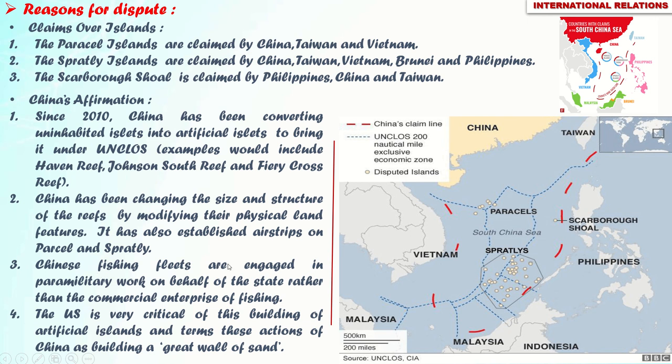Chinese fishing fleets are engaged in paramilitary work on behalf of the state rather than the commercial enterprise of fishing. The US is very critical of this building of artificial islands and terms these actions of China as building a great wall of sand. And from 2013, the PRC has resorted to island building in the Spratly Islands and Paracel Islands. According to Reuters, island building in the South China Sea, primarily by Vietnam and the Philippines, has been going on for decades.